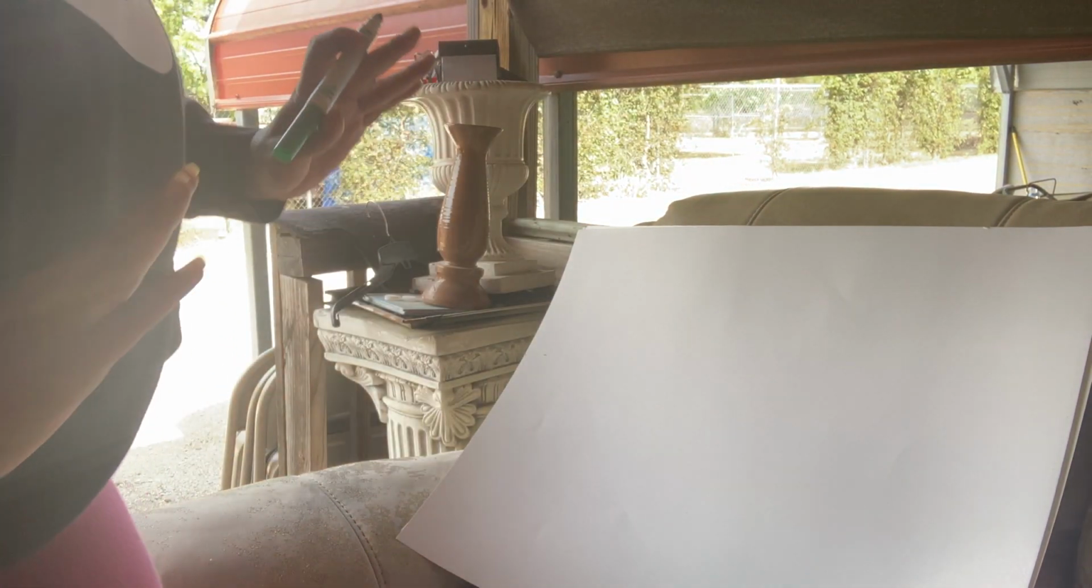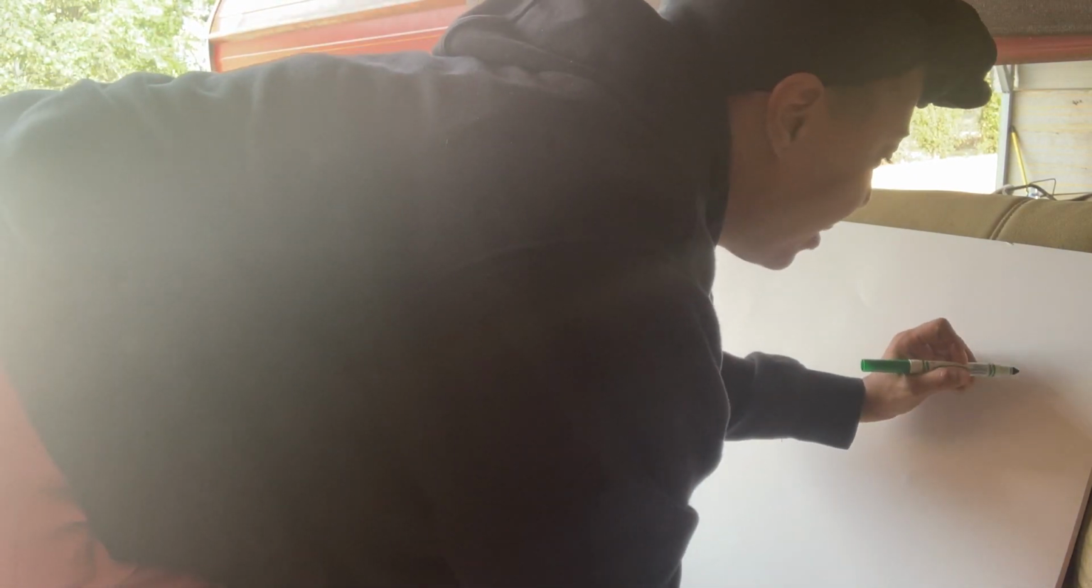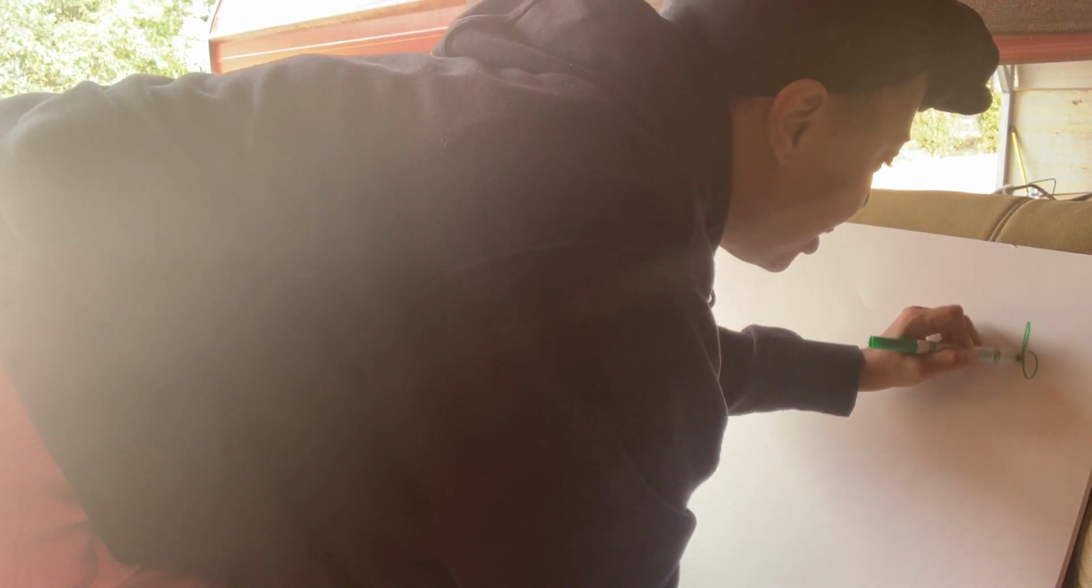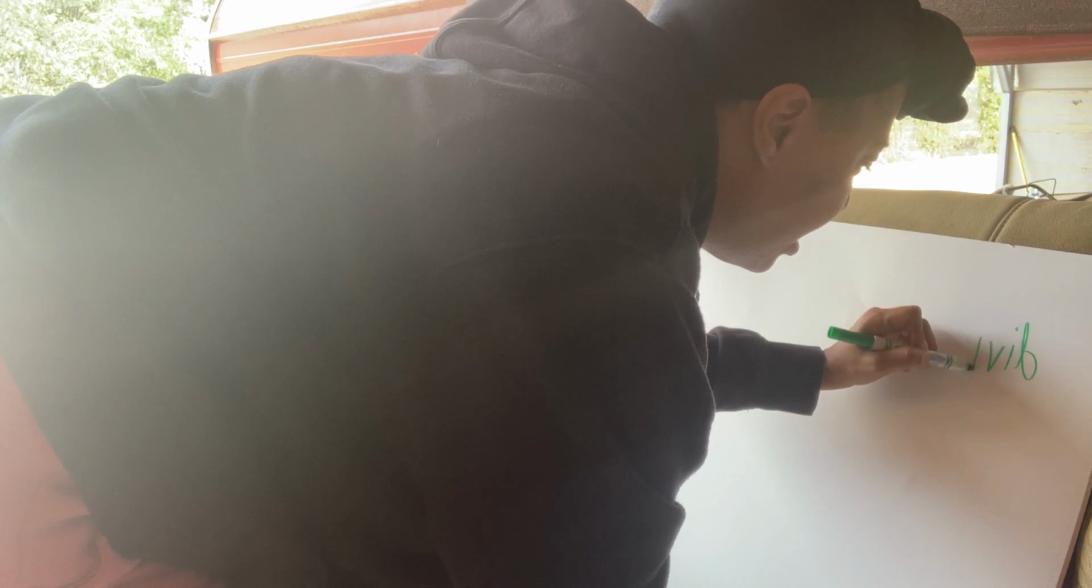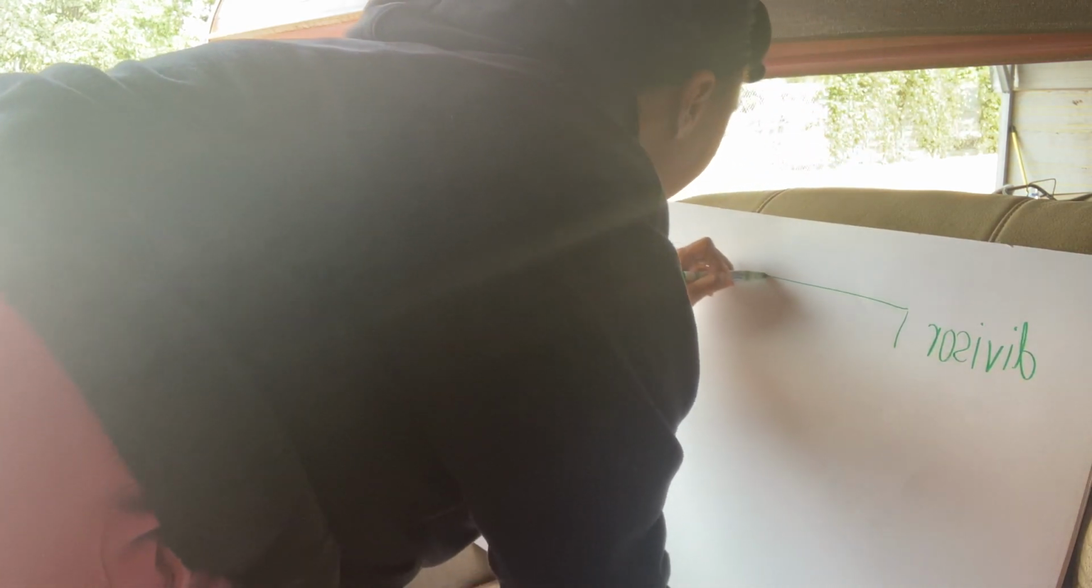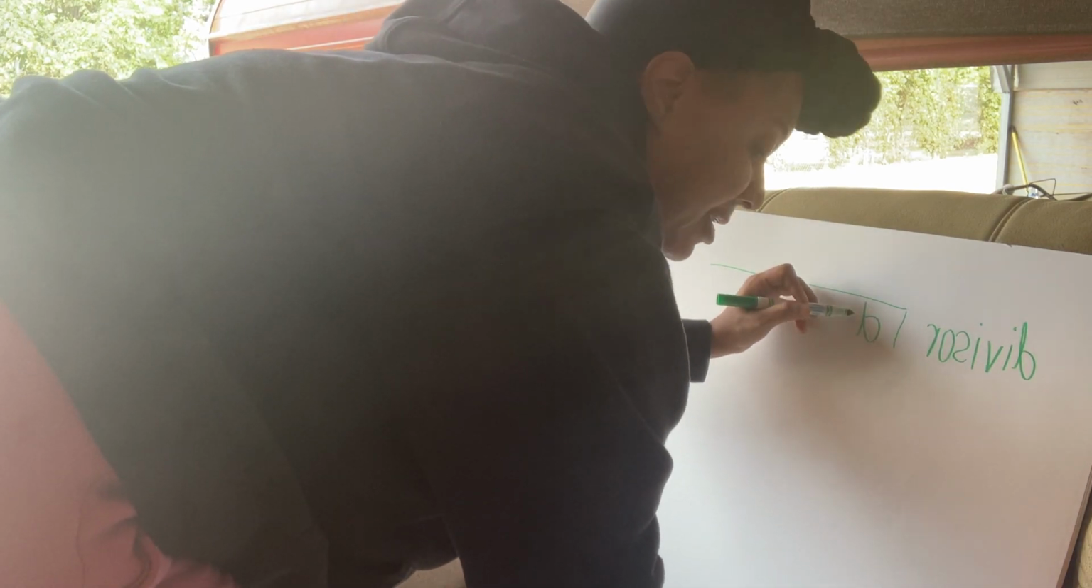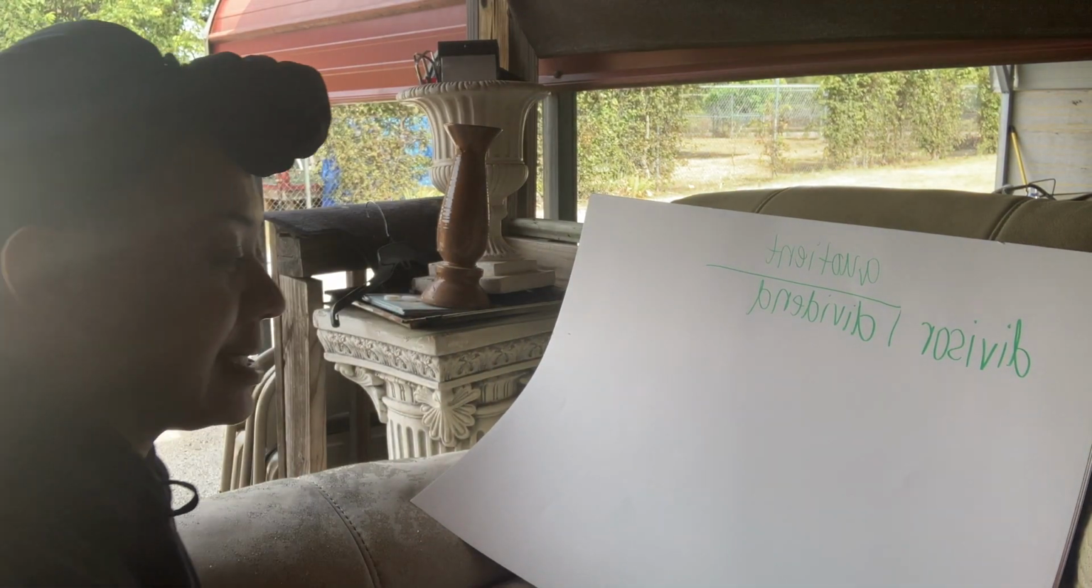So when you are dividing decimals, I'm just gonna put this up here as a reminder. You have the divisor, you have the dividend, and the answer is the quotient. I started to write this before I rolled the cameras, but you know, it is what it is.